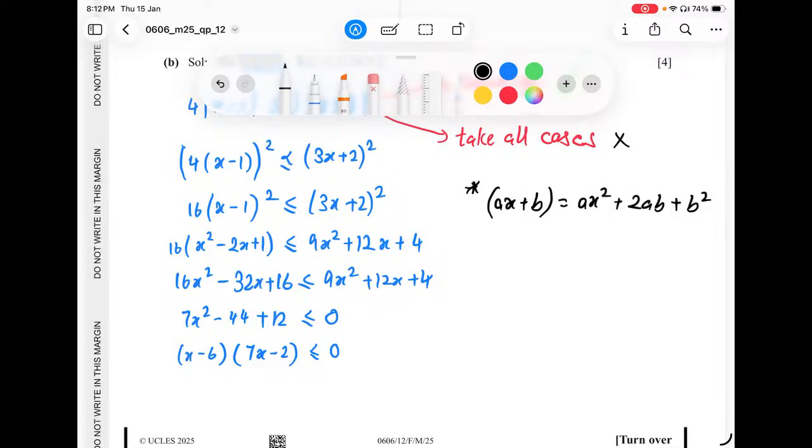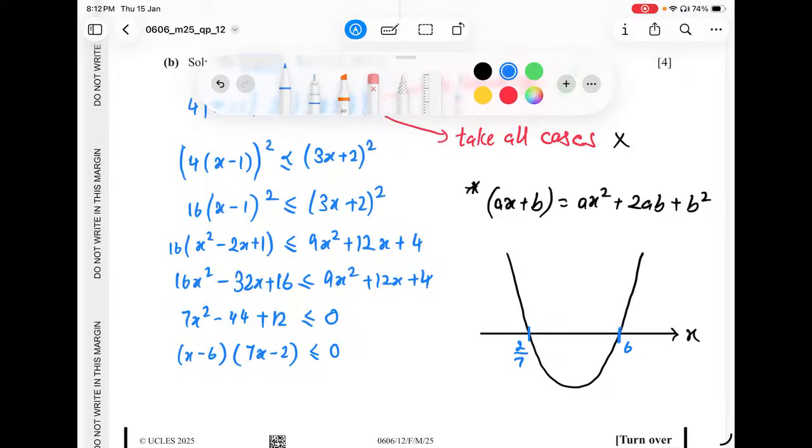You just draw a rough sketch of the inequality and find the shaded region. So this is basically the easiest way to tackle inequalities involving quadratics. Since this is a positive 7x, the x squared has a positive coefficient. The graph should look somewhat like this, and the 2 points would be 2 by 7 and then 6.